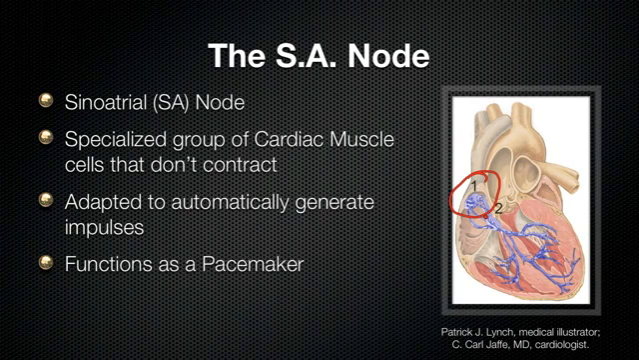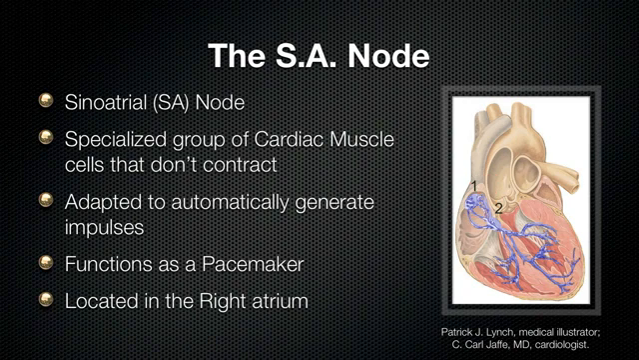The SA node functions as the pacemaker of the heart. Yes, we have the AV node and some other stuff that we're going to talk about, but this generates signals faster than any of the others, so it sets the pace for the heartbeat. As you can see, it is located in the right atrium.